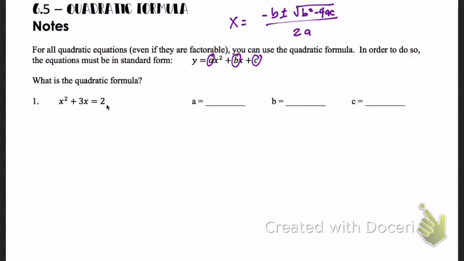So for number 1, I'm going to rewrite this, set it equal to 0, and then I'm going to put in my a, b, and c values. So my a value is 1, b is 3, c is negative 2.